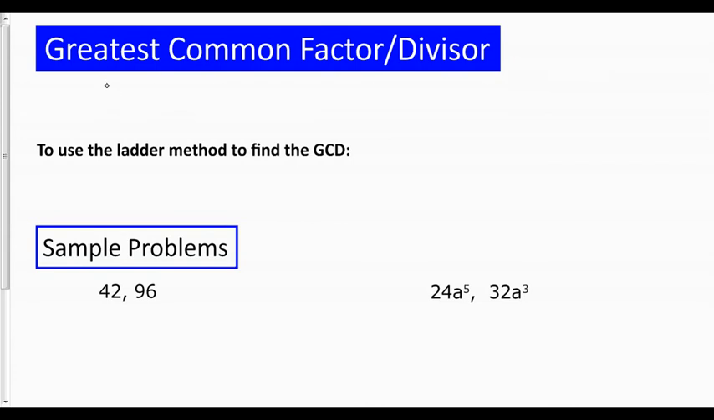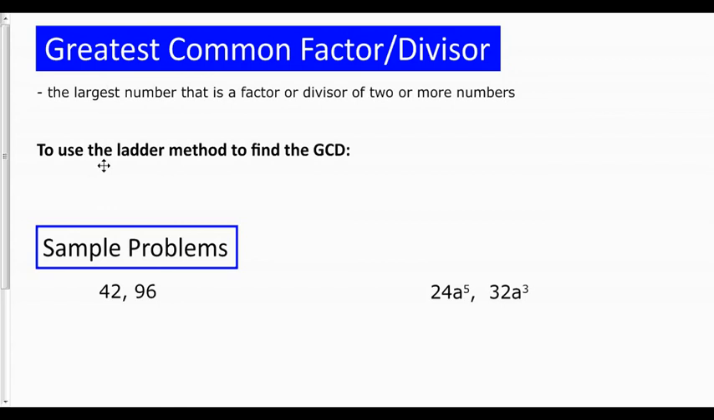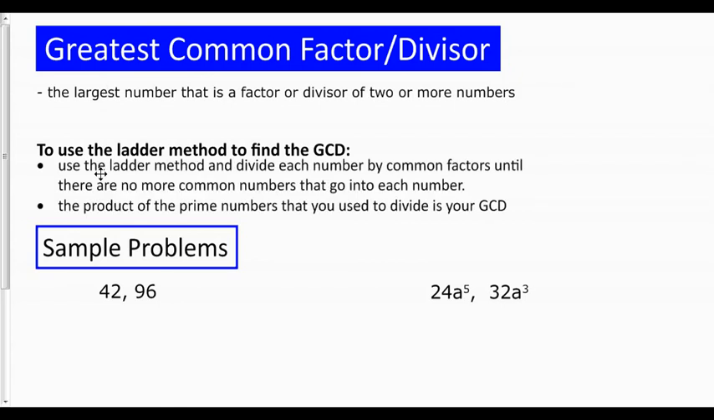common divisor. The greatest common divisor is the largest number that's a divisor of two or more numbers. We can use the ladder method to find the GCD by dividing each number by common divisors until there's nothing in common that goes into each. And then the product of those numbers that we use to divide is going to be our GCD. So let's take a look at an example.